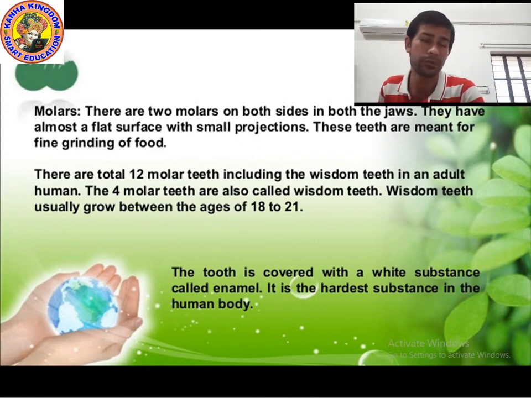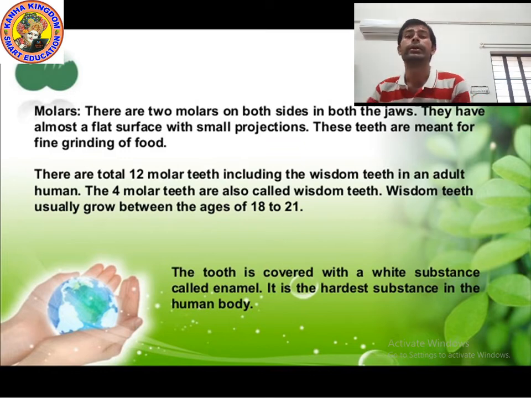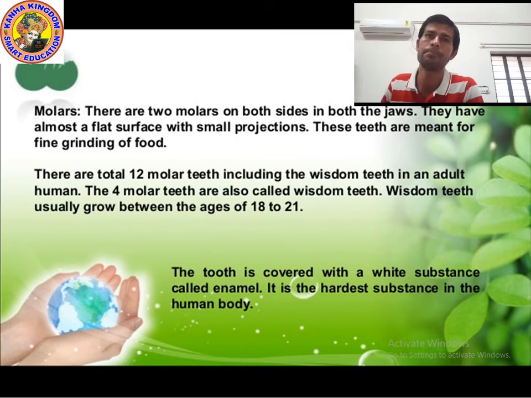They have almost a flat surface. These teeth are meant for fine grinding of food. There are total 12 molar teeth, including wisdom teeth. But if we remove wisdom teeth, then only 8 molar teeth. 8 molar teeth plus 4 wisdom teeth, total 12. I hope you understood.